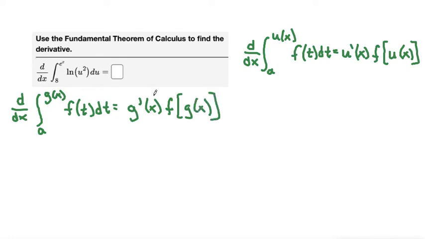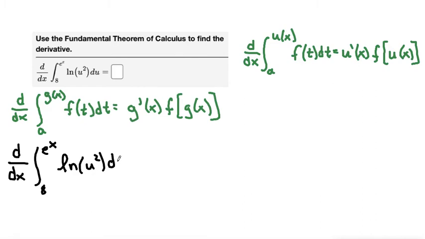Since we have a u there, I'm not going to use u's because I think that's confusing. Okay, so let me write my problem underneath my formula so we can identify what's where. d dx of the integral from 8 to e to the x of ln u squared du. So what this means is my 8 is my a, my e to the x is g of x, and then my f of t dt is my ln u squared du.